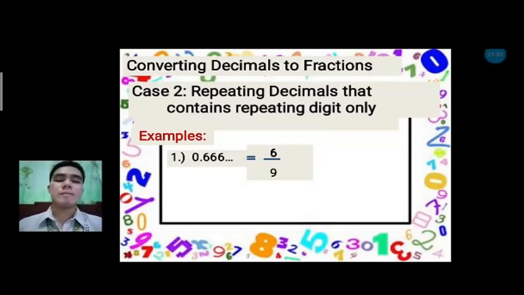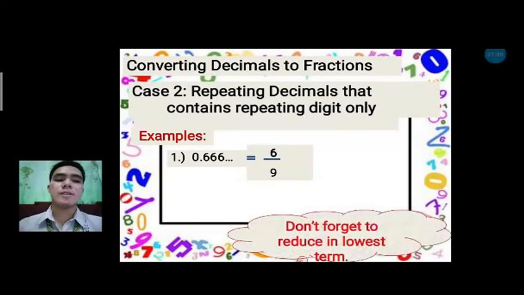So what will be its lowest term? We are able to divide 6 and 9 by 3. So 6 divided by 3 is 2, 9 divided by 3 is 3. So the fraction form of 0.66666 and so on and so forth is 2/3.